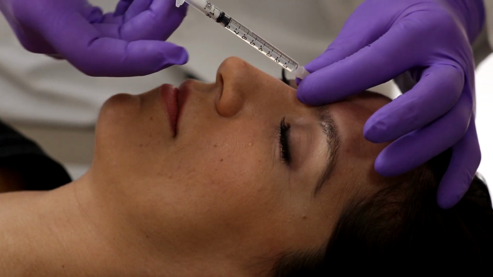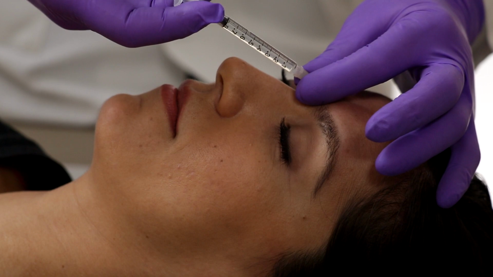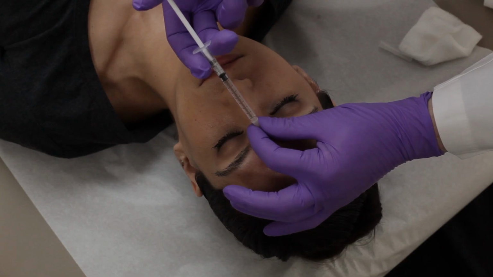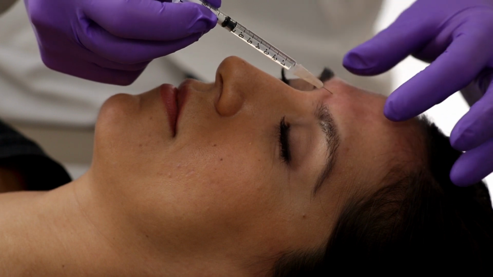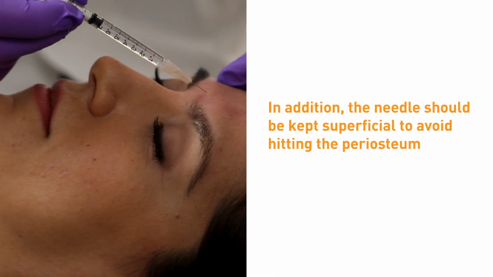Stabilize the hub of the needle and make the injection. Make sure the bevel of the needle is pointed up. Orient the needle upward toward the forehead rather than downward toward the eye to prevent ptosis. In addition, the needle should be kept superficial to avoid hitting the periosteum.